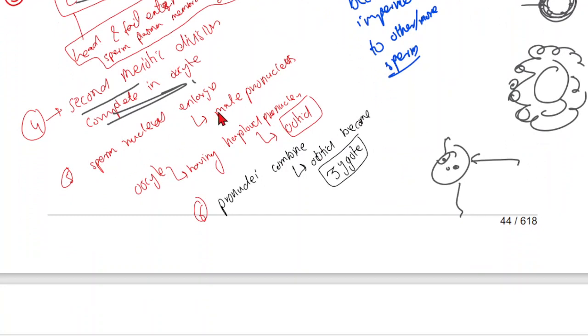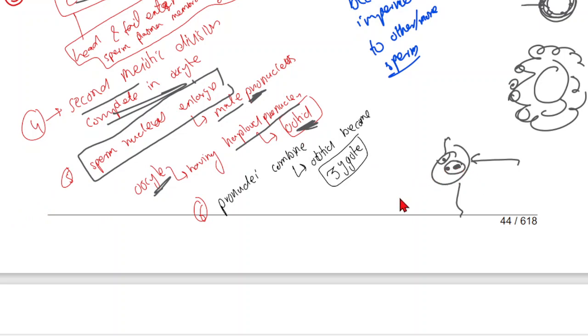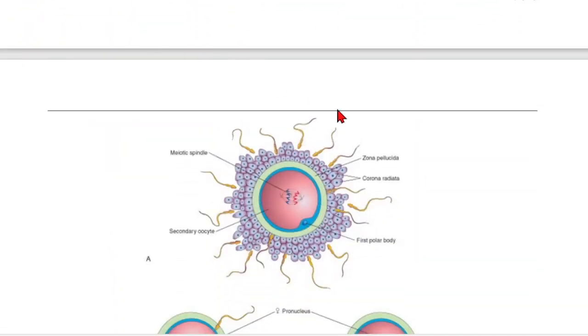Now the sperm nucleus enlarges. When the sperm nucleus enlarges, it is called the male pronucleus. The oocyte has a haploid pronucleus, called the ootid. When both pronuclei combine, they form the diploid number. This is called the zygote. You have to remember this.